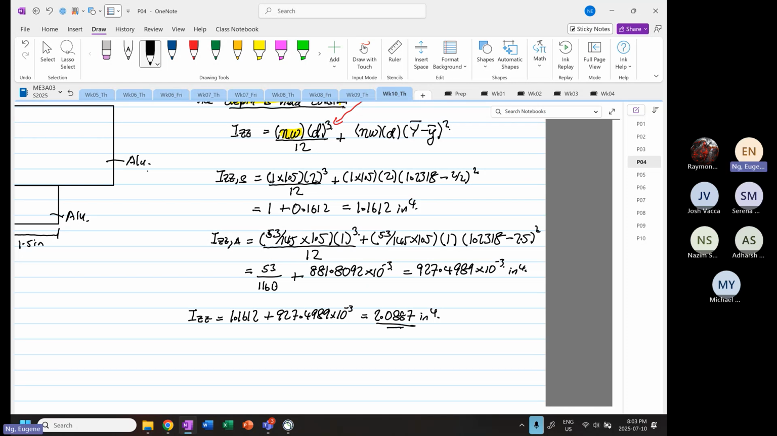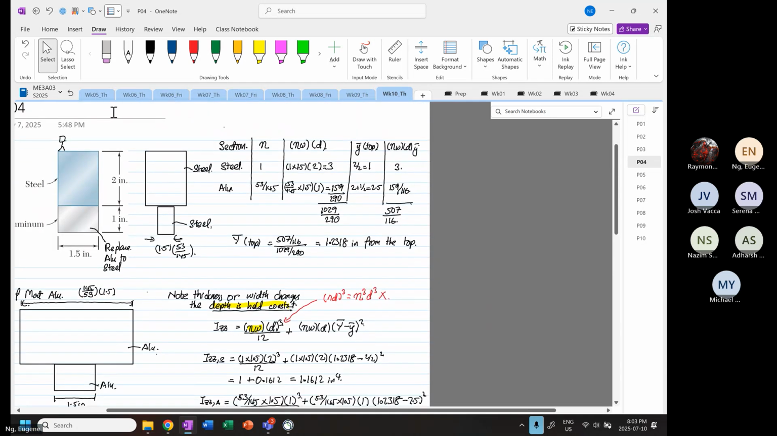Okay, so now knowing this, we are going to find our first moment of area. Now there are two ways we can do this. We can just focus on the steel. We can also focus on the aluminum. Either one that you use, the answer has to be the same. Okay, so now I'm going to take this.